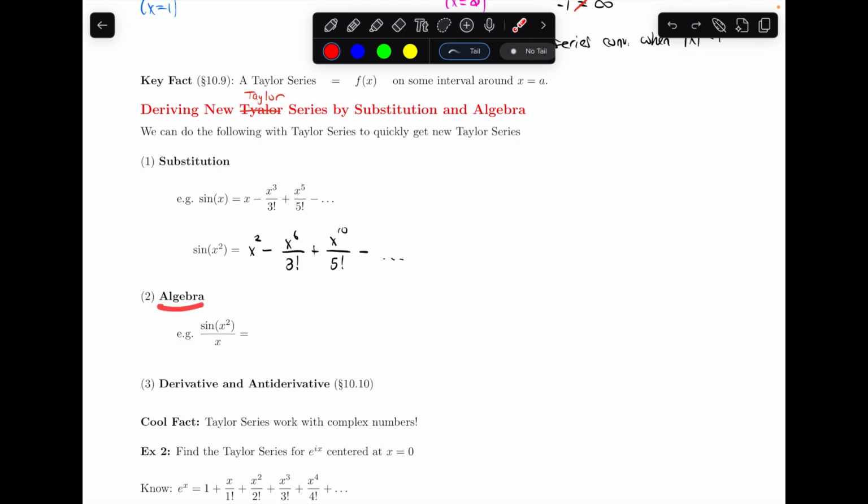I can also do algebra on a Taylor series to get a new one. If I needed to do sine of x squared divided by x, on this side I'm going to divide all the terms by x. That'll give me x minus x to the 5 over 3 factorial plus x to the 9 over 5 factorial minus dot, dot, dot. Okay, so that's really nice. If I have a Taylor series that I already know, or Maclaurin series, I can just substitute to get new ones and also do algebra like this, like divide or multiply, add, subtract terms.